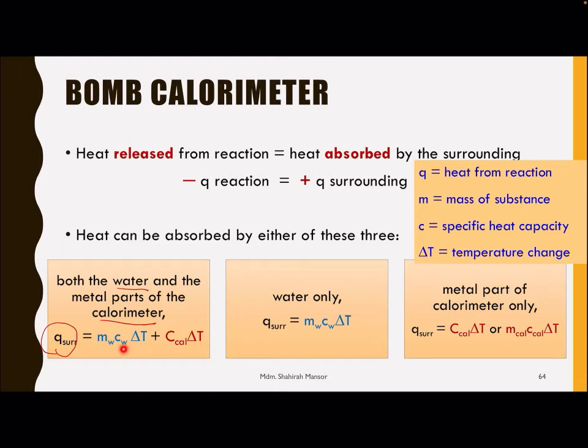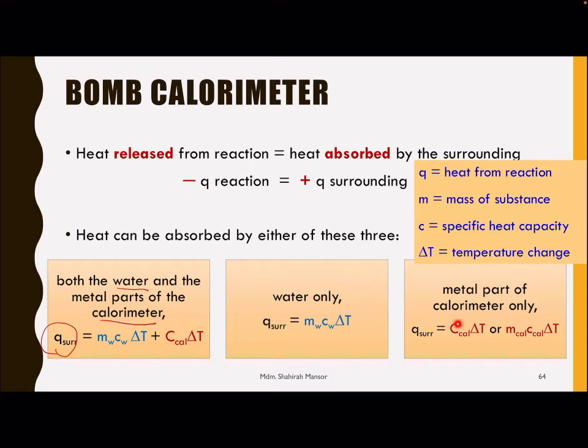CW is the specific heat capacity of water or solution. Capital C is for calorimeter, and delta T will be the temperature change. The next one, the surrounding could be the water only. So if the water acts as the only surrounding, the formula will be Q surrounding equals MC delta T. So M is for water or solution, and small c here is for water or solution. Delta T will be the temperature change.